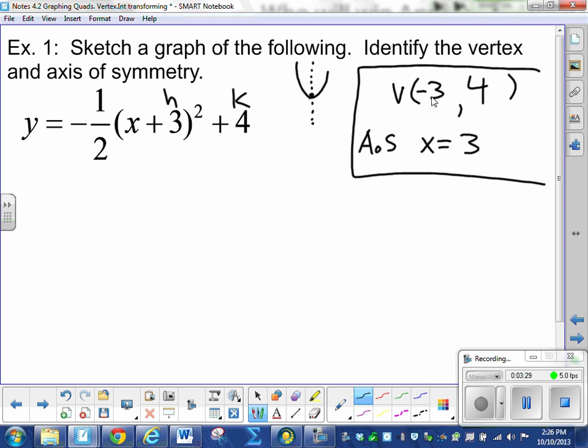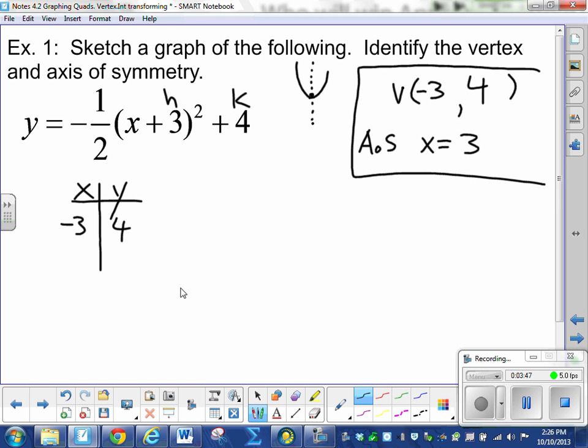So to graph it, we have our vertex. Now we got to find an extra point. So I'll draw a table just to help us out with this. Anytime you need to find points on a graph, you can always make a table. Input, output. So our vertex, when we inputted a negative 3, we got out 4.